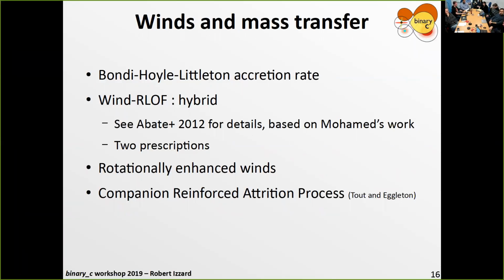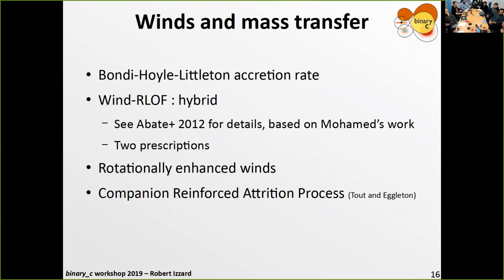But we have rotationally enhanced winds, so when you accrete material onto the star and you spin it up, we have a few prescriptions for that. We've got Norbert Langer's prescription, and we've got the Mene and Medea prescription as well. I don't know which one you should believe. You can try whichever you like. It's fine. They disagree with each other, so that's how it is. They often do. That's fine.